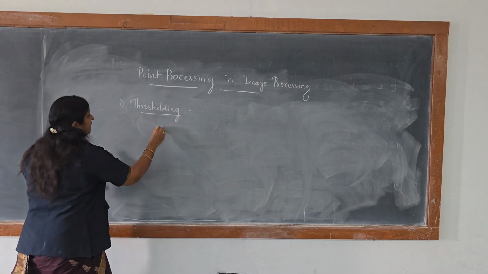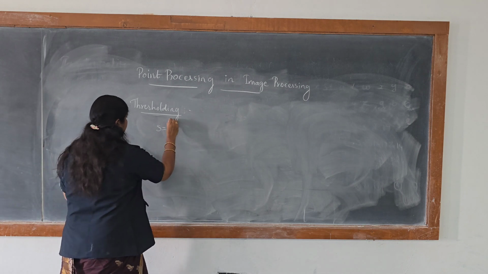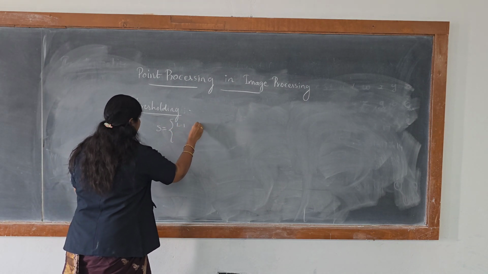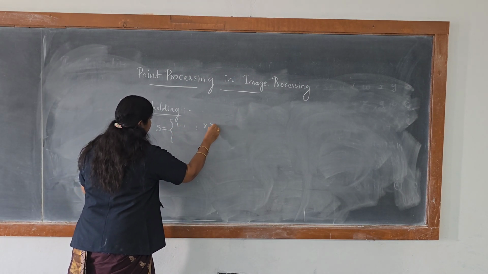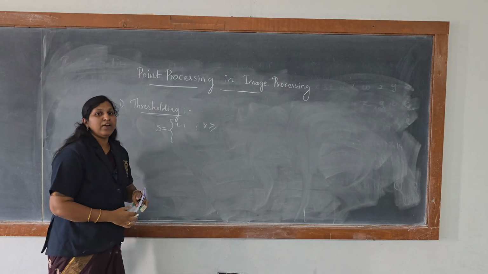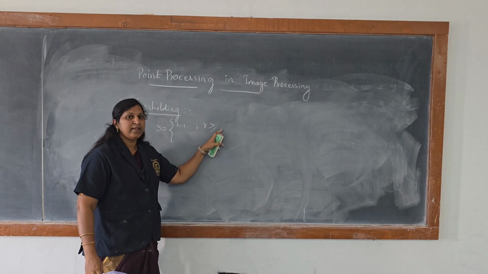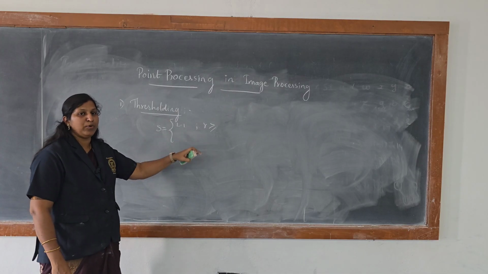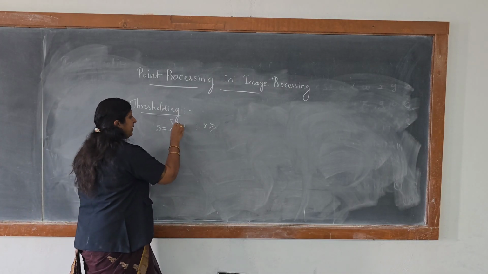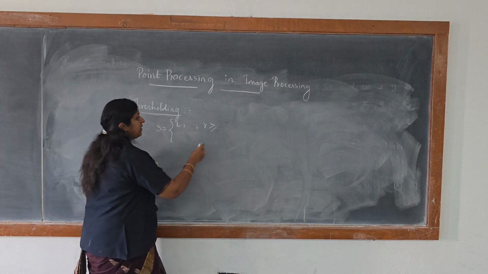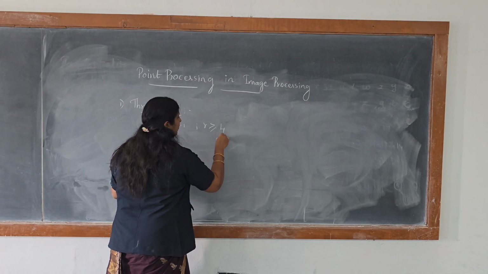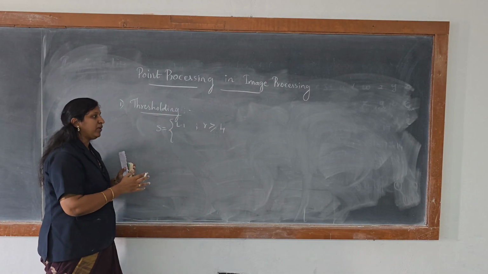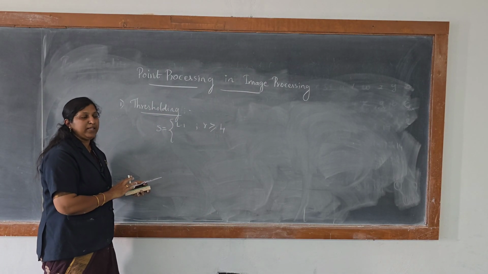So in thresholding, we use the formula S is equal to L minus 1 if R is greater than or equal to a threshold value, which we can fix. Based on the threshold value, we modify the input image into the output image form. For this example, I am going to fix the threshold value as 4 because we are going to consider the same previous image matrix.